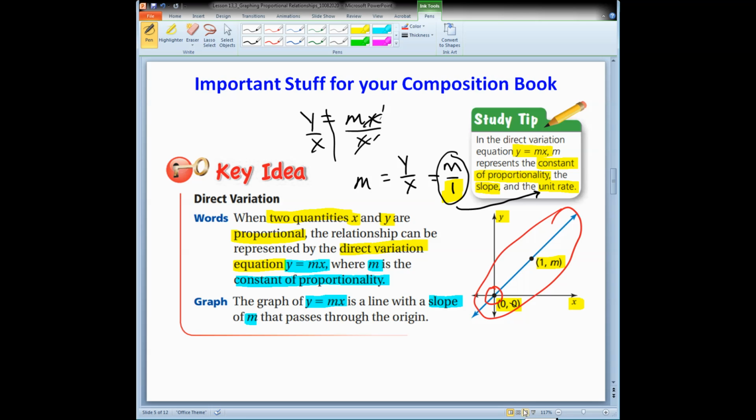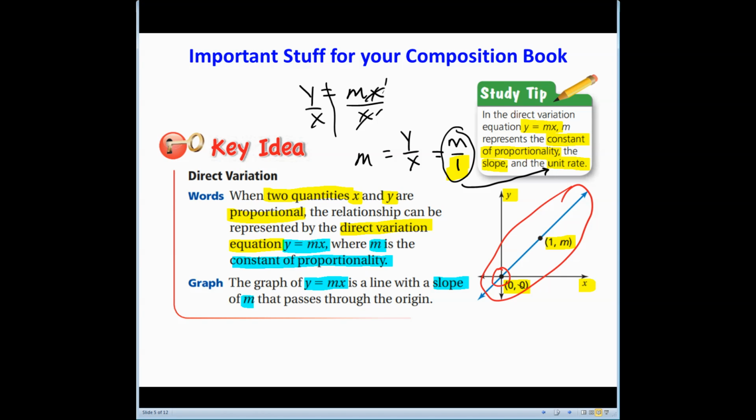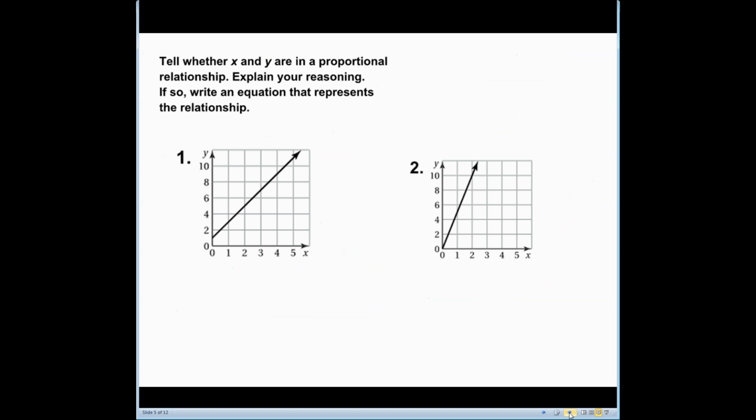Okay, so we're back. Let's move on to the next slide and look at a couple examples. The directions say tell whether x and y are in a proportional relationship, and let's explain our reasoning. And if so, write an equation that represents that proportional relationship.